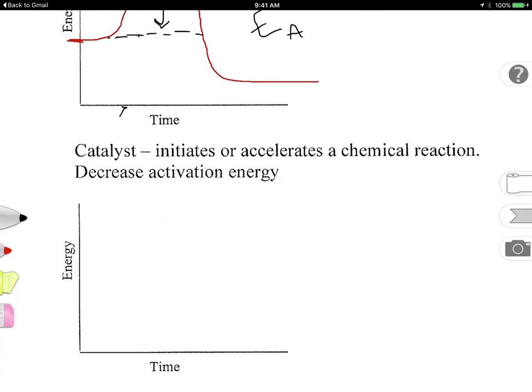A catalyst, again, a catalyst is something that speeds it up, so accelerates the reaction, decreases activation energy. So what I mean here, okay, I'm just going to draw what I just drew up above. There's our activation energy. What happens with a catalyst, okay, again, we start at the same level, but now our hump is a lot smaller. So we start and end at the same place, but the hump just gets smaller.